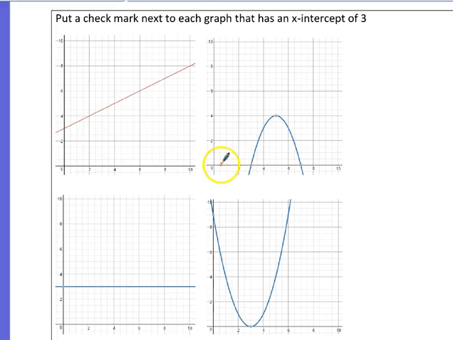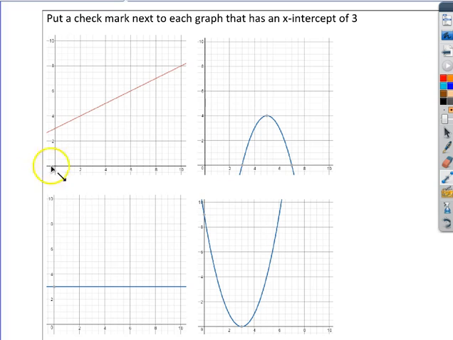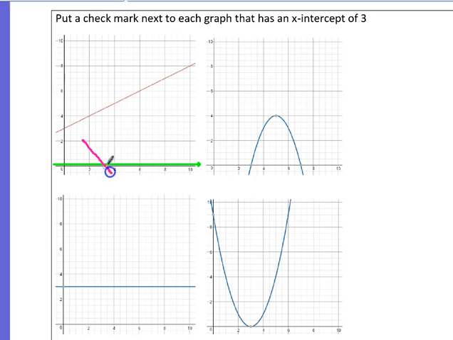A check mark next to each graph that has an x-intercept of 3. This is the x-axis. So I want the line to intersect at 3 because I want the x-intercept to be 3. Okay, so this one was wrong. It didn't have any x-intercept at all. The x-intercept is over here somewhere.